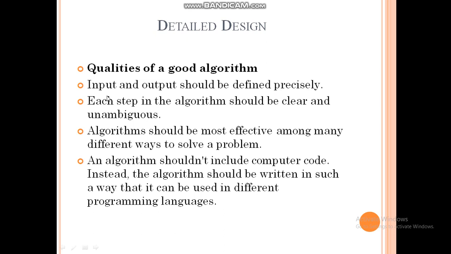That means whatever system or module we are implementing, when the module is executed, it takes some input and it produces some output. So that is defined. Each step in the algorithm should be clear and unambiguous. When we write the algorithm, or implement the logic step by step, it should be clear and unambiguous. Clear means it is easy for everyone to understand.